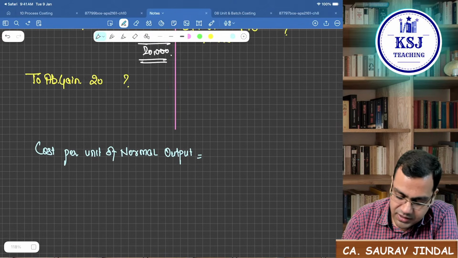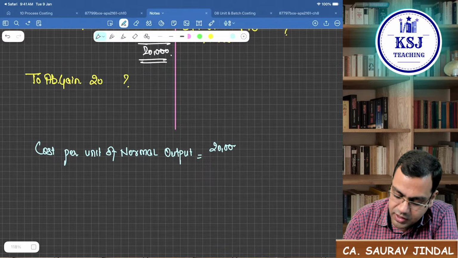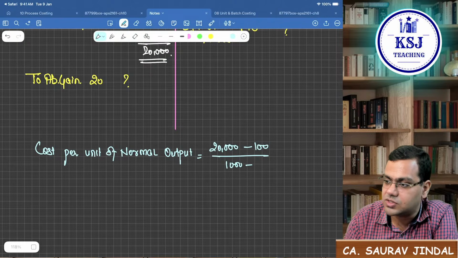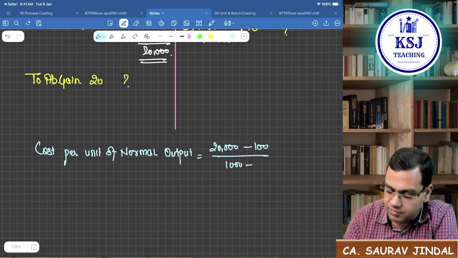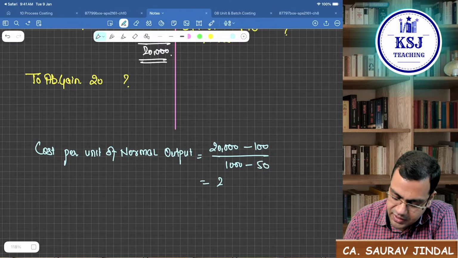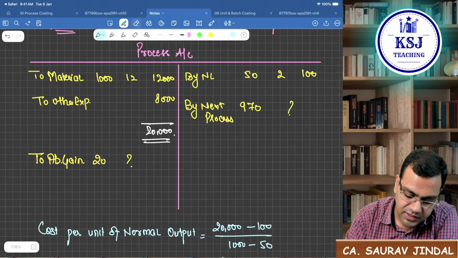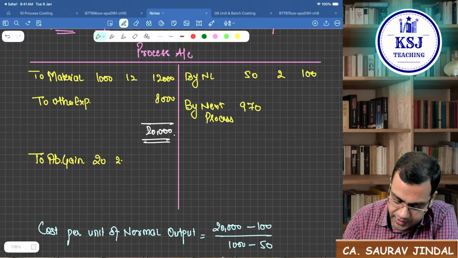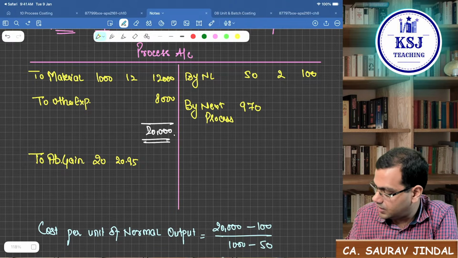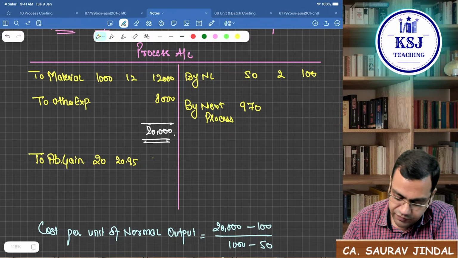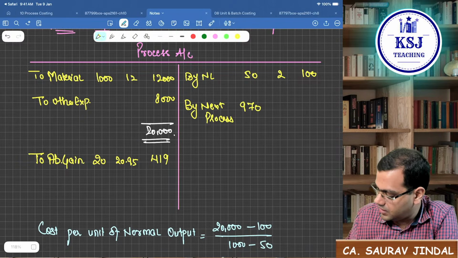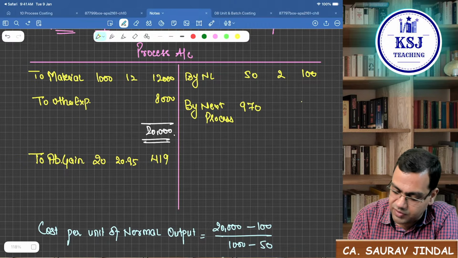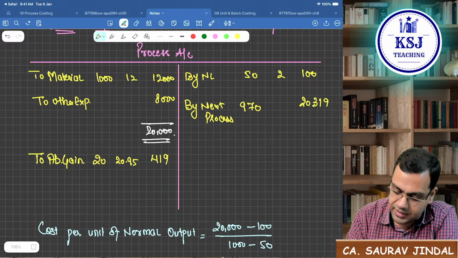So normal output means 20,000 of total cost, minus 100 rupees of scrap value, divided by 1000 minus 50. Right? So this will come to the same 20.95. So I'm going to value this at 20.95. So 20 multiplied by 20.95 will give you 419. So the remaining value will be 20,319.